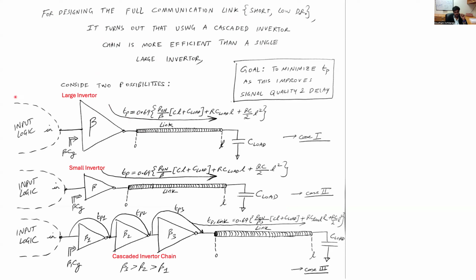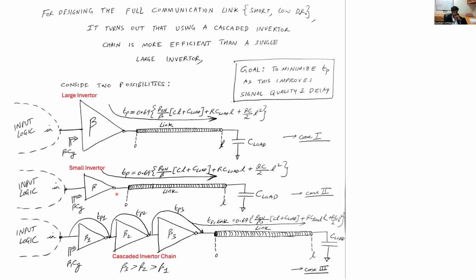We already know, so imagine now you have the link, which is driving some load capacitance, which is the input capacitance of the receiver side. And so we already know the propagation delay of the link itself is going to be this Elmore delay, as shown here. And now imagine you use a single large beta inverter to drive this link. As we already know, the beta inverter has an on resistance, which is the on resistance of the unit inverter over beta. But the input capacitance of a beta inverter is beta times the input capacitance of a unit inverter. So such a large inverter, although it will speed up the data transmission through the link, will slow down the previous input logic.